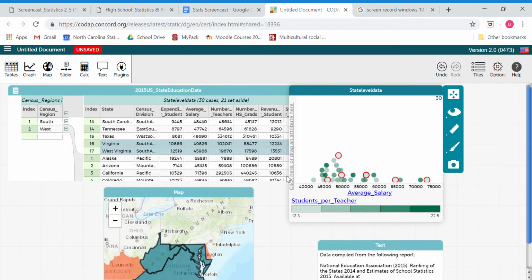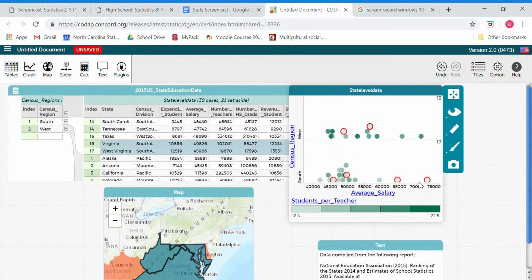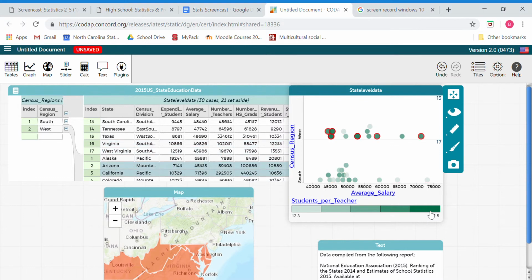And the thing that you can see right away, if I just add the census regions back on, is that all the ones with the really high student teacher ratio go up to the west, and all the ones with the really low one go down to the south. And I thought that was very interesting: the ones that pay the most and have a low student to teacher ratio are all in the south, and the ones that pay the most and have a high student teacher ratio go up to the north. And so that's just something interesting.